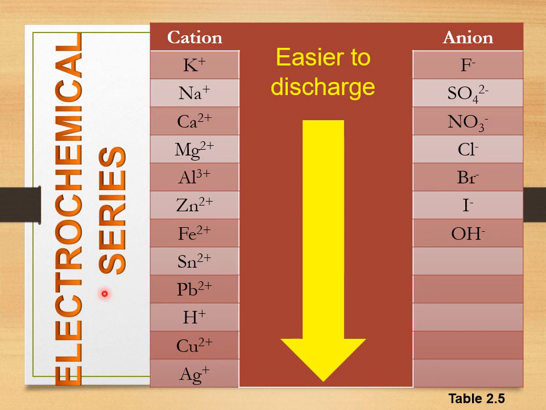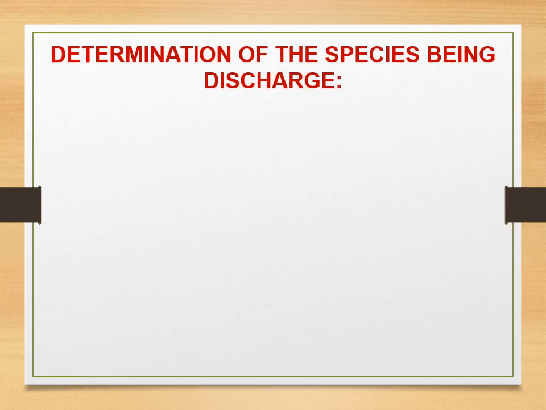This is the ECS, or electrochemical series, which I believe you already memorized last year. This time around you can also use that memory of yours, but to be honest, we are going to give you the E° red from Table 2.4 in the questions. So this ECS is not applicable anymore for calculation of our E cell. Determination of the species being discharged.